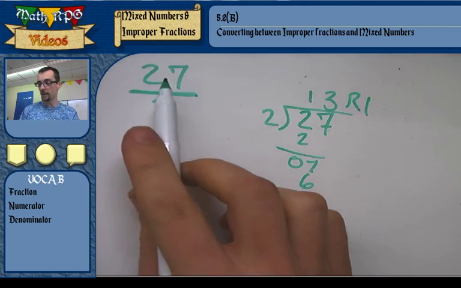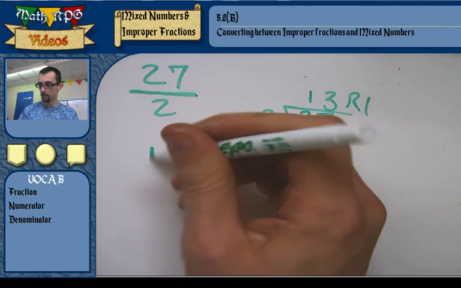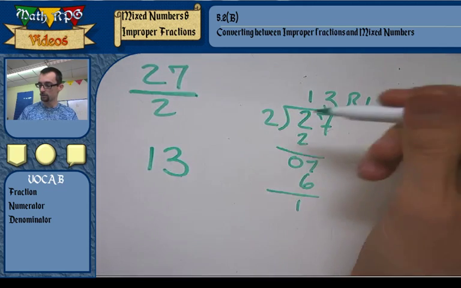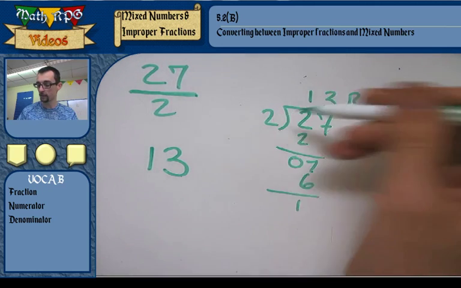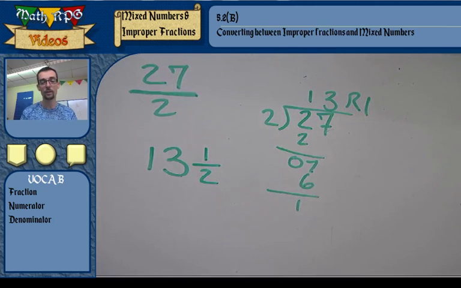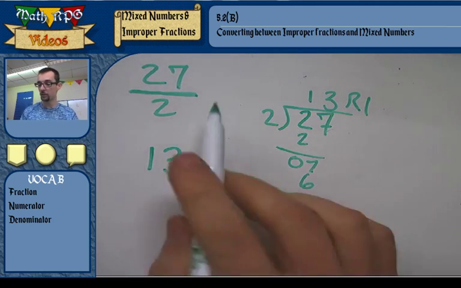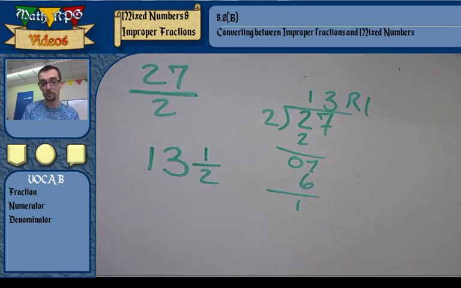This is the same as 13 remainder 1, right? But the remainder 1 is 1 what? It's not 1/8, it's 1/2 because that's what we were dividing by, right? So it is 13 and a half. That's how you can turn an improper fraction into a mixed number, by doing division.